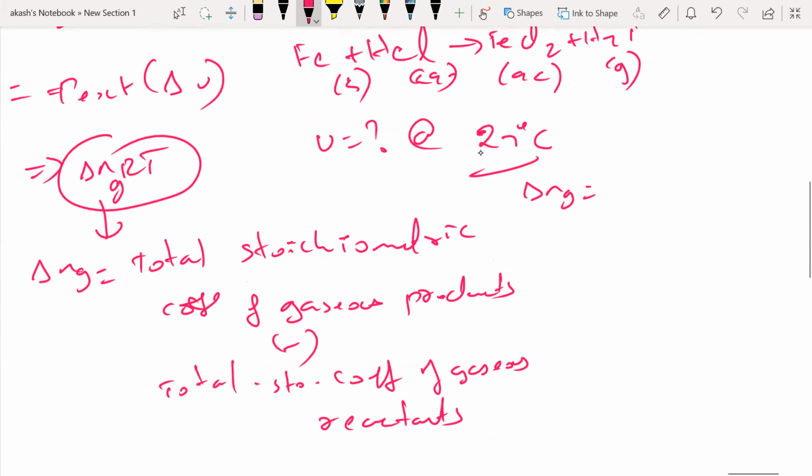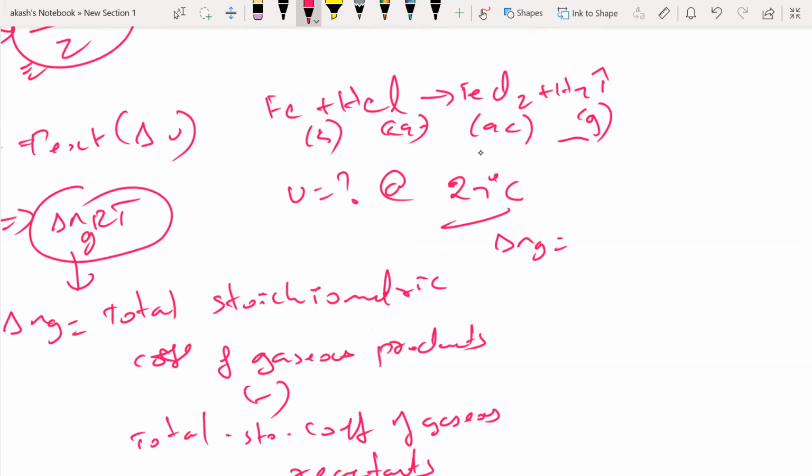Delta Ng, I told you, is the total stoichiometric coefficient of only the gaseous products minus that of the gaseous reactants. Gaseous product I have only one, H2, so the stoichiometric coefficient is one. You have to balance the equation, don't worry about it. Okay, this is balanced now. In the reactant, there is no gas at all, so nothing is subtracted. So the delta Ng value is 1.